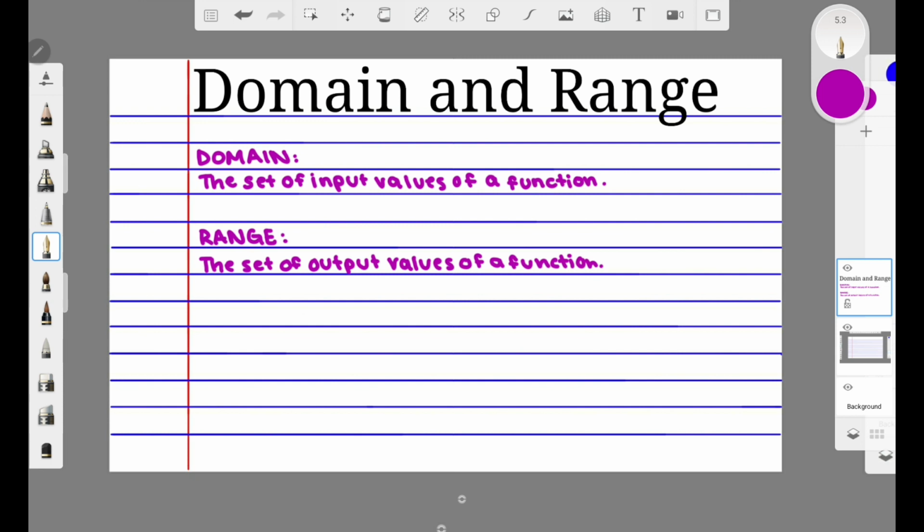So the domain is the set of input values of a function, while the range is the set of output values of a function. Some other names that mean the same thing as domain and range that we've talked about: domain is your set of x values. If you think of a graph, an equation or a table, the x value is what you input and the y value depends on that input.